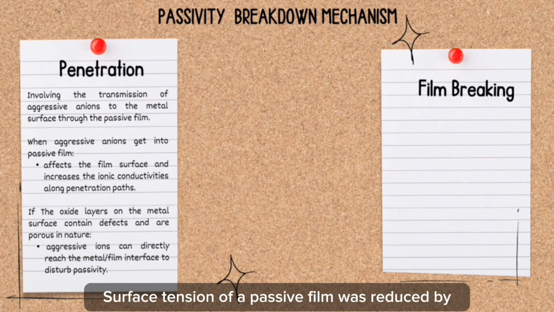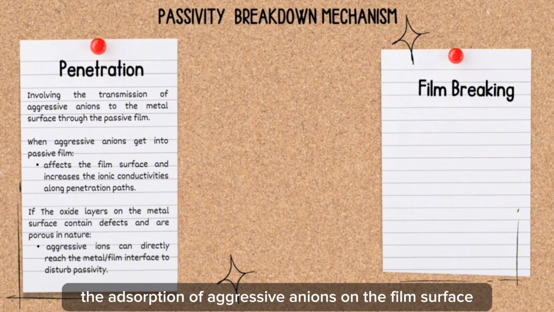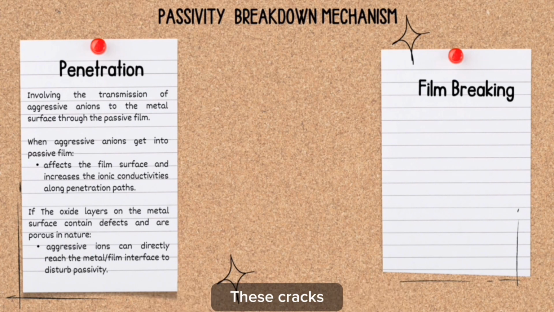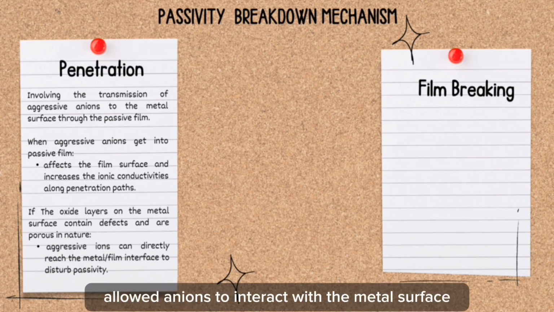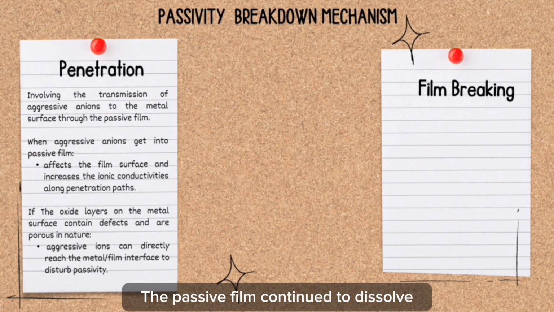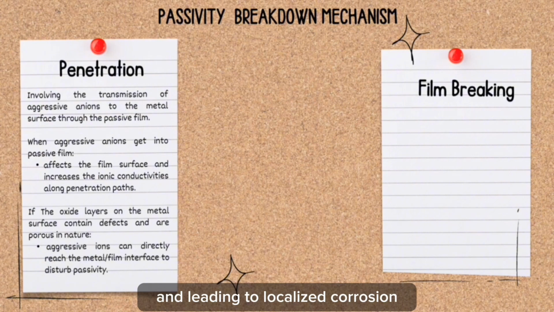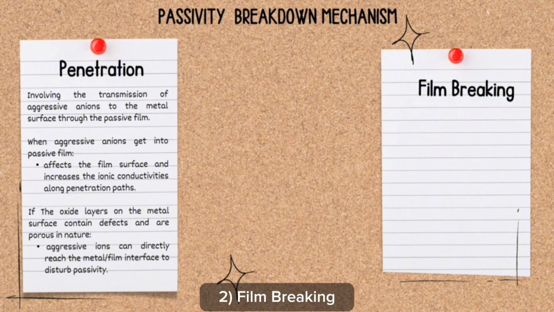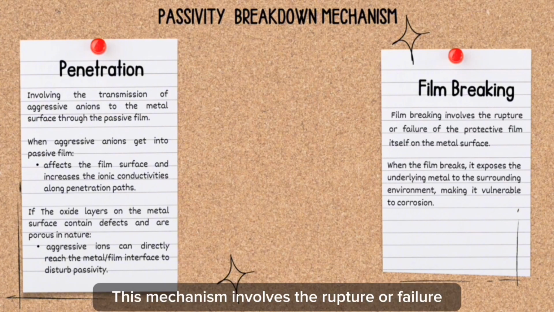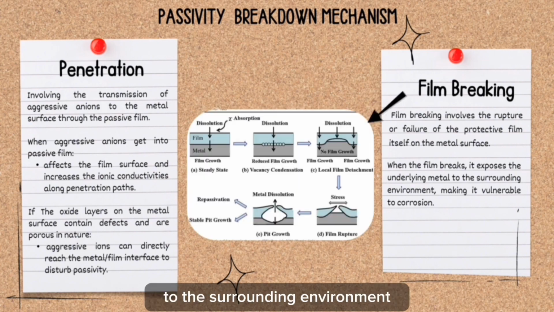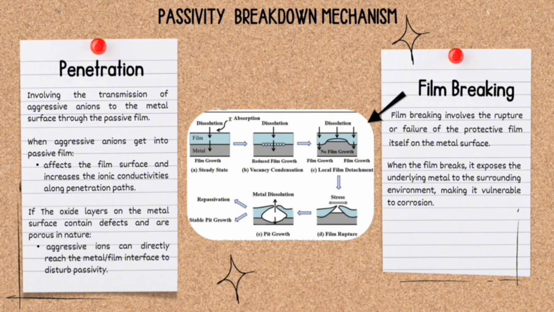Surface tension of a passive film is reduced by the adsorption of aggressive anions on the film surface, which then leads to crack formation. These cracks allow anions to interact with the metal surface. The passive film continues to dissolve and begins to thin, resulting in the breakdown of the passive film and leading to localized corrosion. 2. Film breaking. This mechanism involves the rupture or failure of the protective film itself on the metal surface. When the film breaks, it exposes the underlying metal to the surrounding environment, making it vulnerable to corrosion.